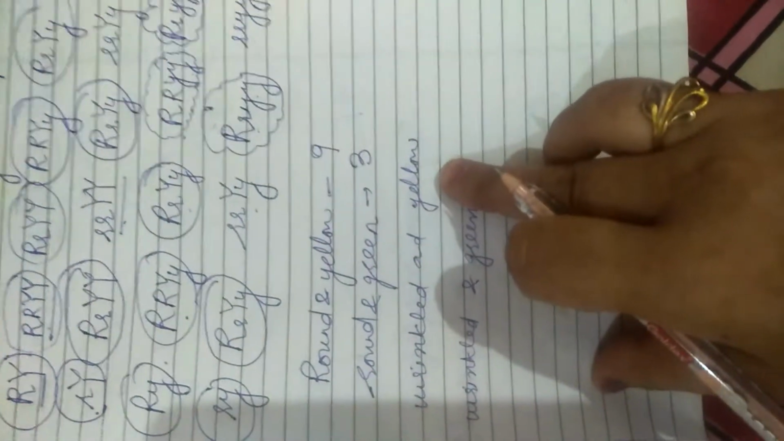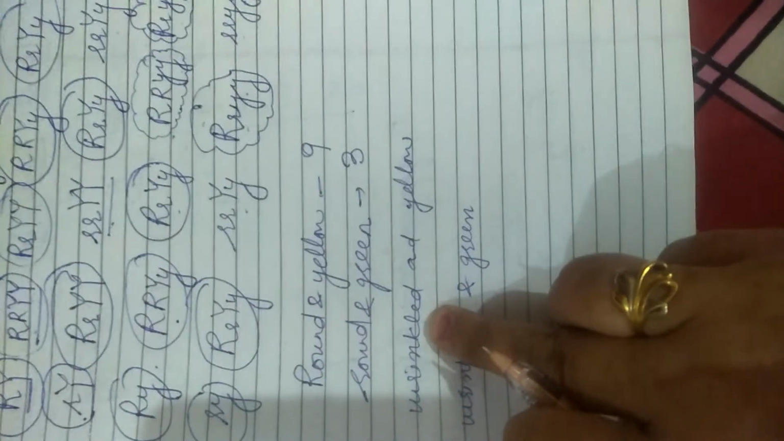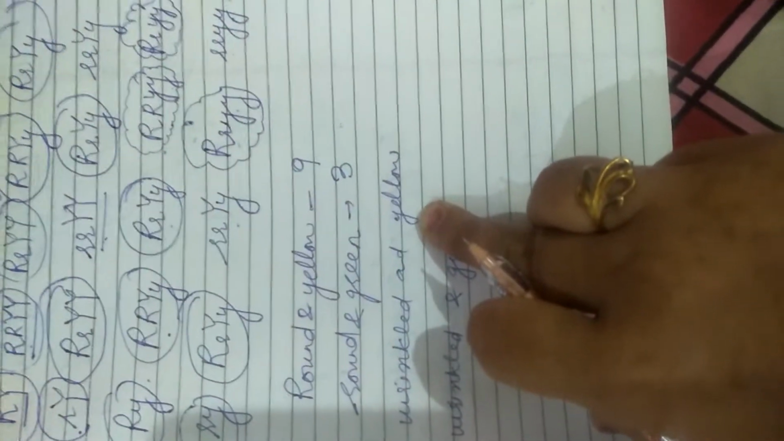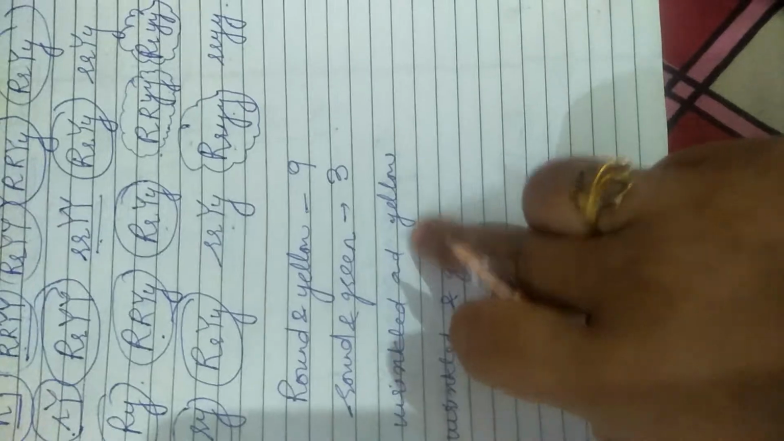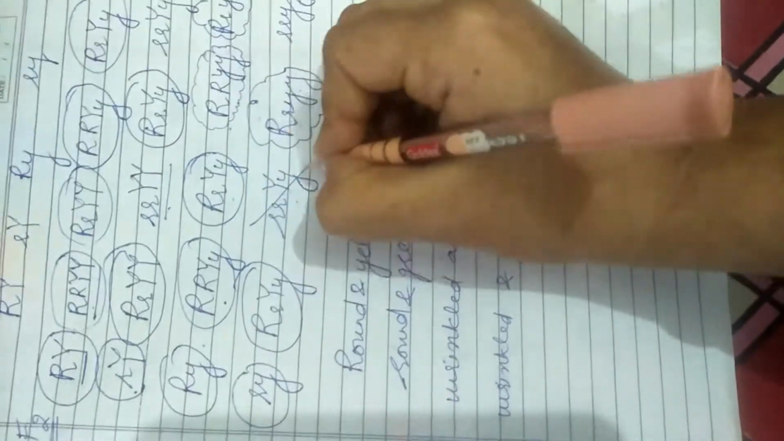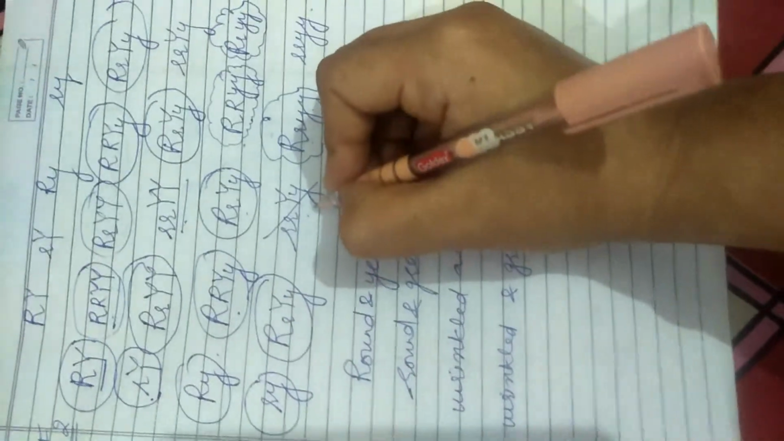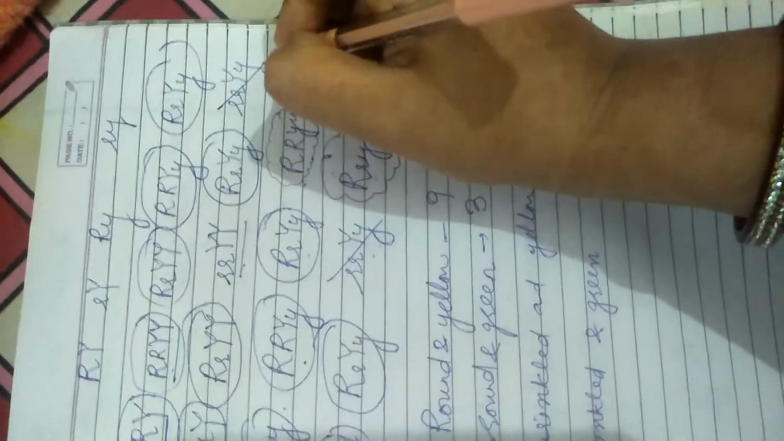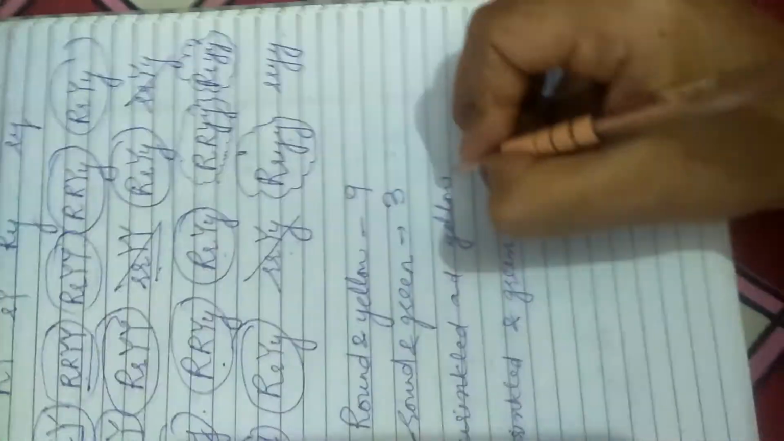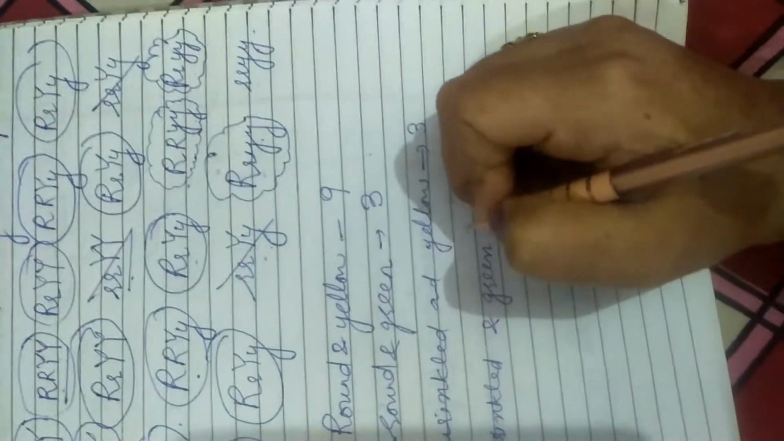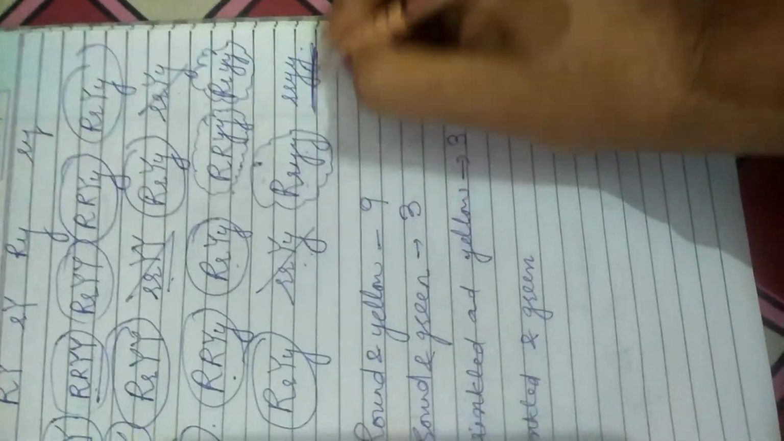Similarly, wrinkled and yellow. Wrinkled means small r coming together. Yellow means capital Y or capital Y with small y. So here it is wrinkled and yellow. Here it is wrinkled and yellow. Here is wrinkled and yellow. So how many are wrinkled and yellow? 3. Last one, wrinkled and green. So only one is here, wrinkled and green.